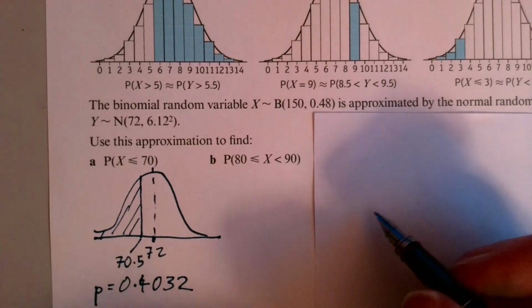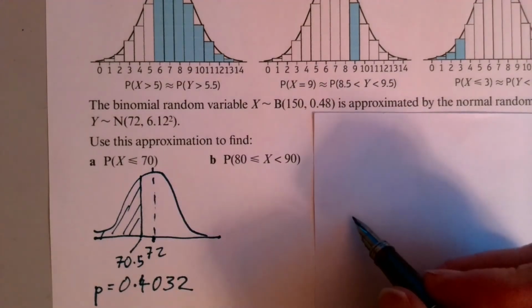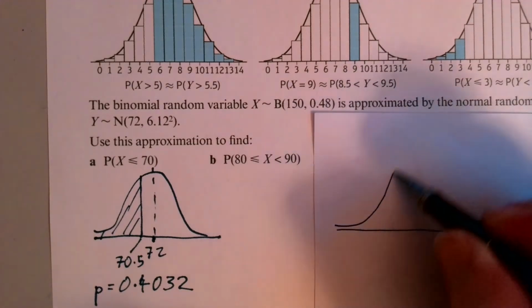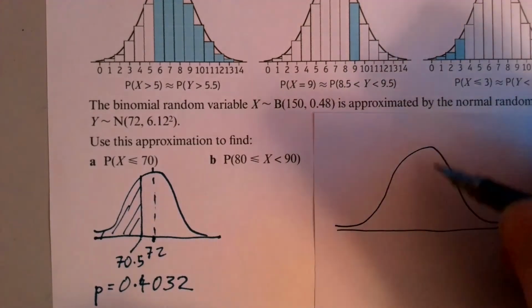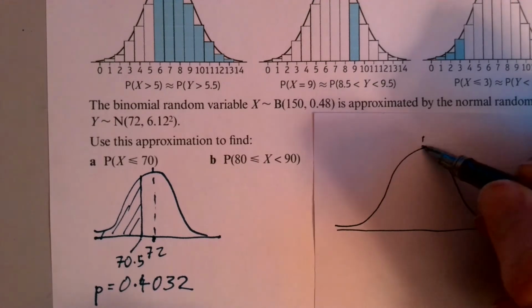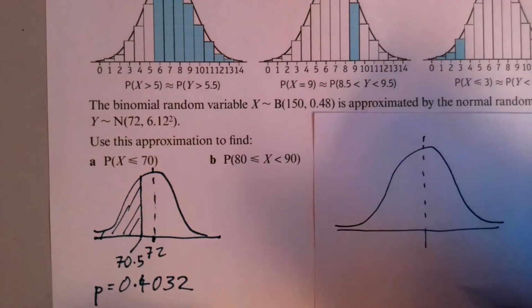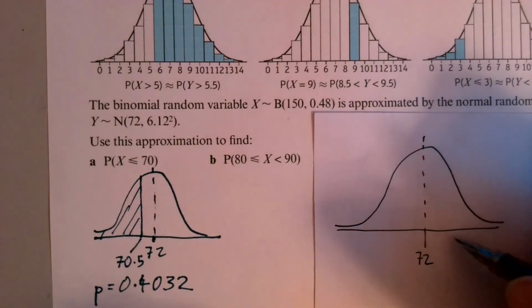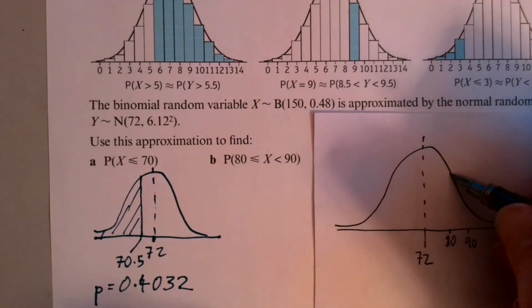So what we're doing here, when you're sketching a curve, something I didn't do last time, if you put your bell curve in before you then pick where you want to call your mean, then it tends to look a bit better. So we've got 72 there. We're going between 80 and 90, so I'm just going to start by writing 80 and 90.